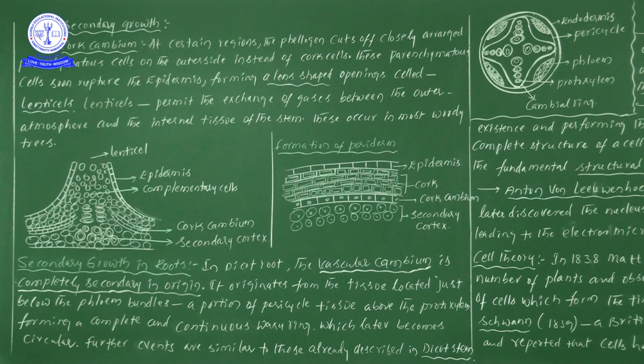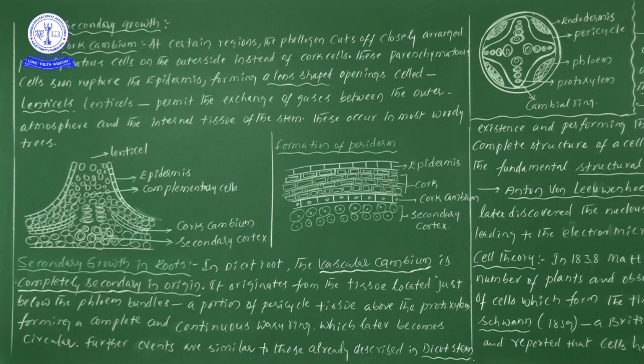So now let me continue. One point we are learning now: vascular cambium is developed from the pericycle tissue just above the protoxylem, forming a continuous wavy ring. Next, which layer becomes circular? Once you see it, it is like this, but finally it will be converted into a circular shape.